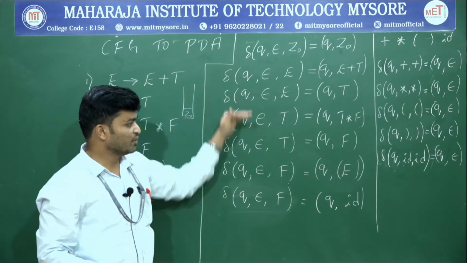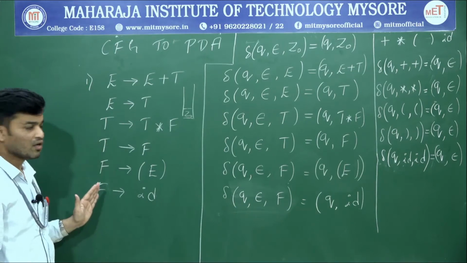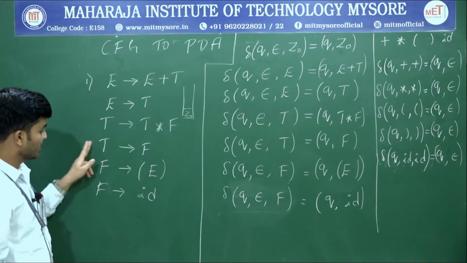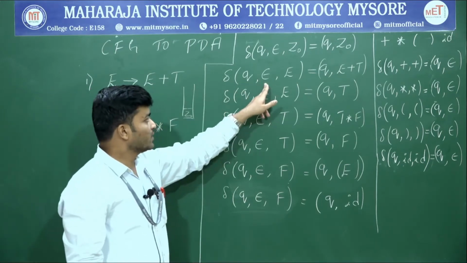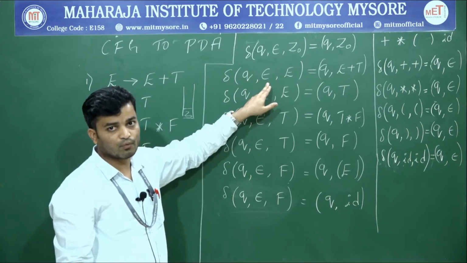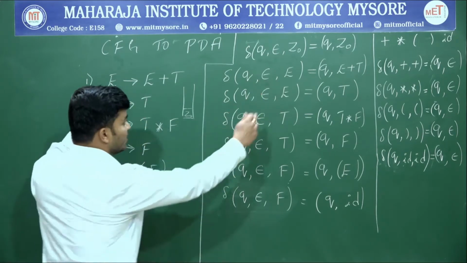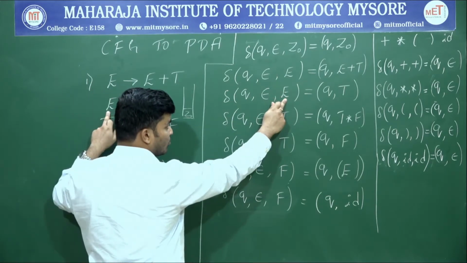Next we have to perform the push operation for all the variables. Here we have E, T as well as F. So delta of q comma epsilon. Because we don't know the input, we write epsilon. First write E. Second, we again have one more transition with respect to E. That's the reason I have written it one more time.